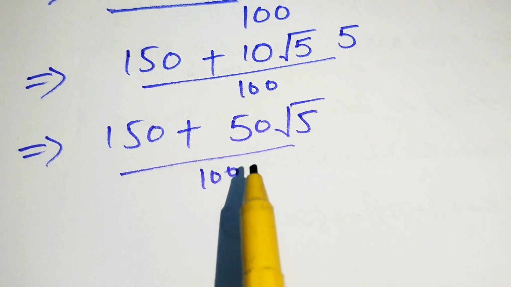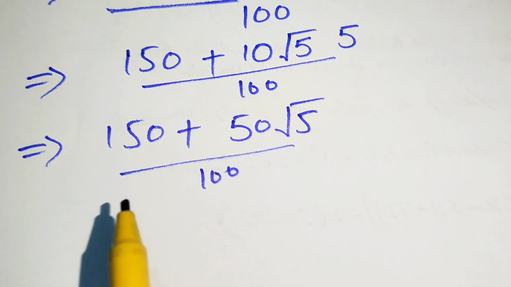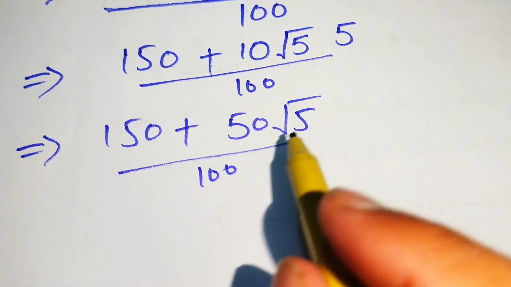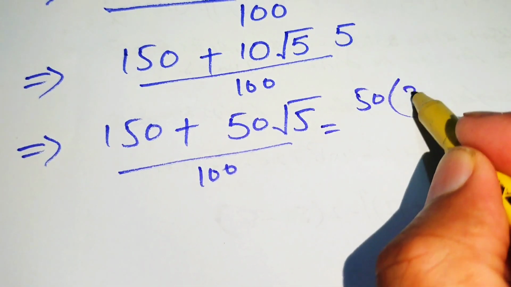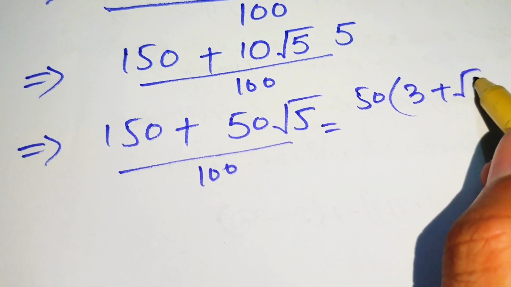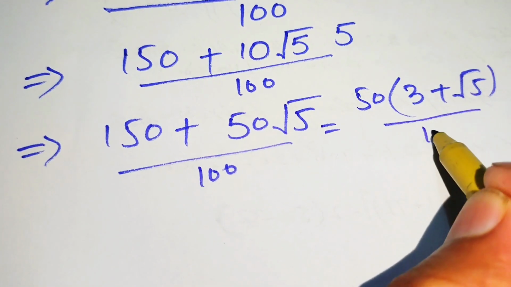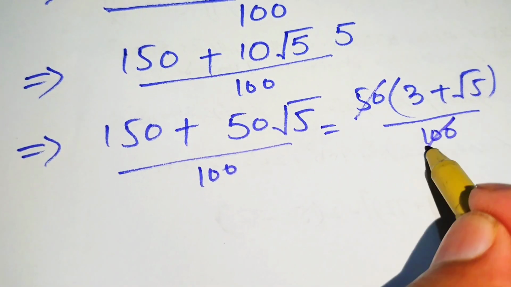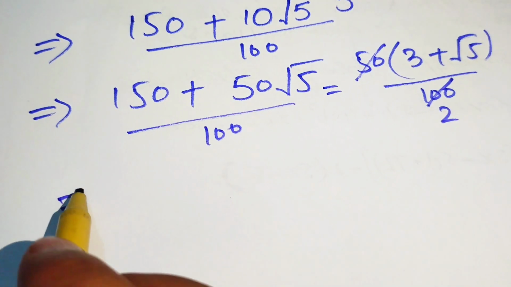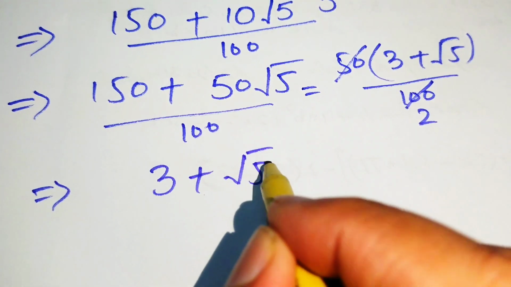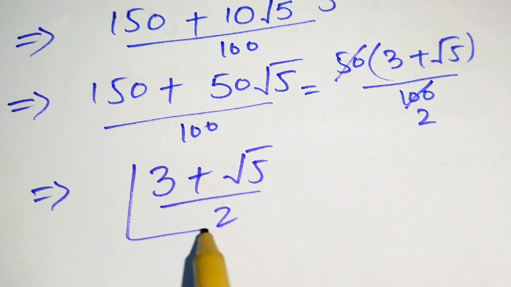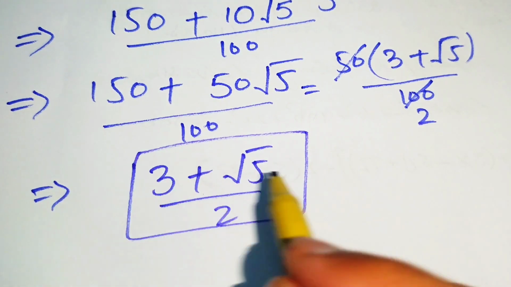Here we take common 50 from the above term, and it will be written as 50 into (3 + √5) divided by 100. So 5 twos are 100, and we get (3 + √5) divided by 2. So this is the final answer in the second method.